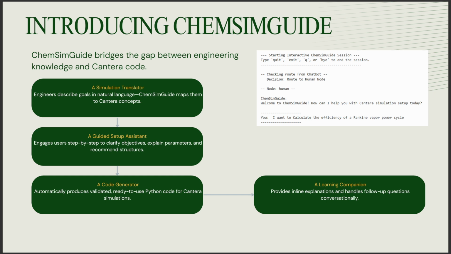Engineers will simply describe their simulation objectives in natural language terms. ChemSimGuide will then map those goals to Cantera's required models, APIs, and object structures. The assistant engages in step-by-step guided setup, asking clarifying questions about simulation parameters, and explaining each component along the way. What sets it apart is that it doesn't just give generic simulation answers, it produces ready-to-execute Python code grounded in Cantera's actual documentation using a retrieval augmented generation approach. On the right, we can see the window of how a ChemSimGuide session is started and how it looks with the welcome message, and then the user puts in their own query of the simulation they want.